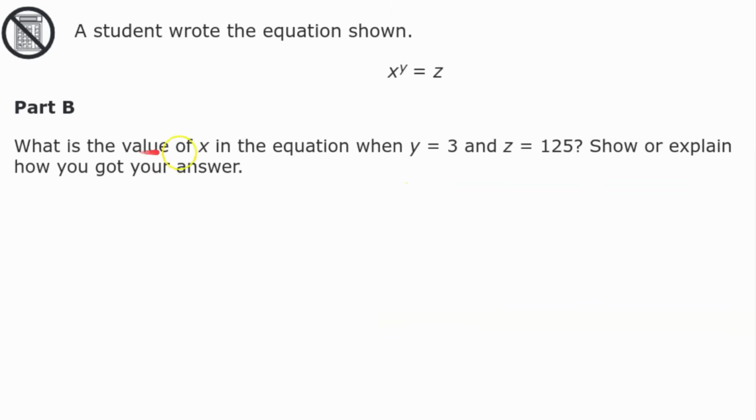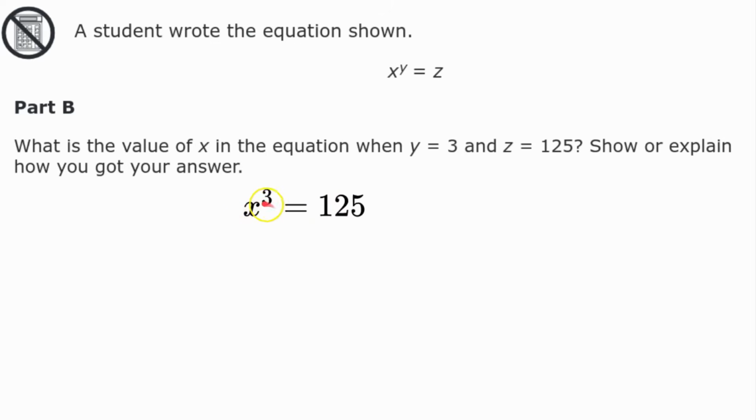Part B. What is the value of x in the equation when y is 3 and z is 125? Don't forget to show or explain. Pause and come back when you're done. Welcome back. So I'm going to rewrite this so that y is 3 and z is 125. And there's two ways to look at this.